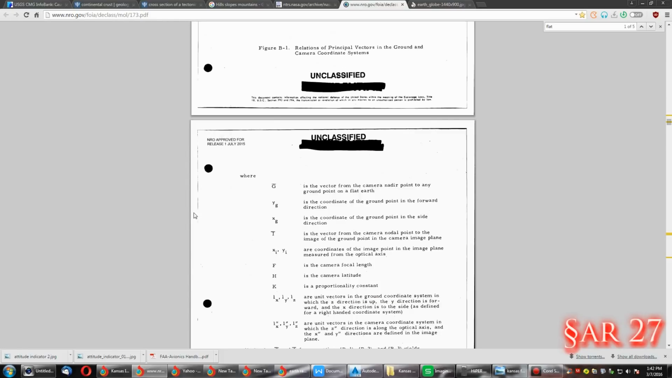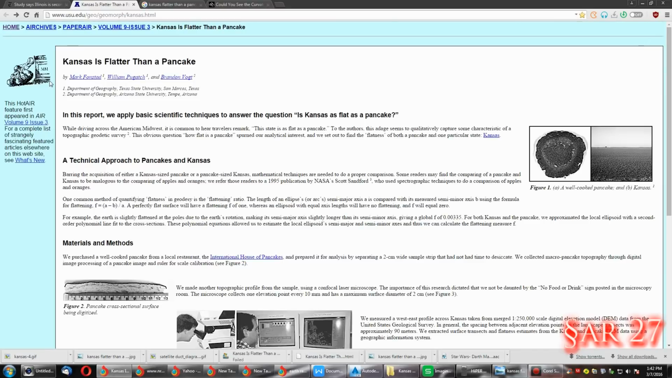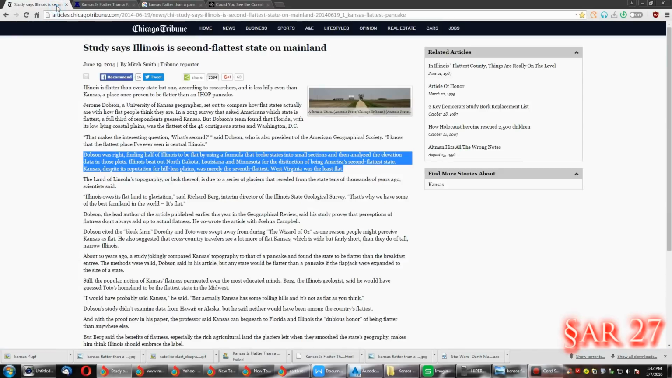But let's see, we can also go to what the Illinois study says. Illinois is the second flattest state on the mainland.